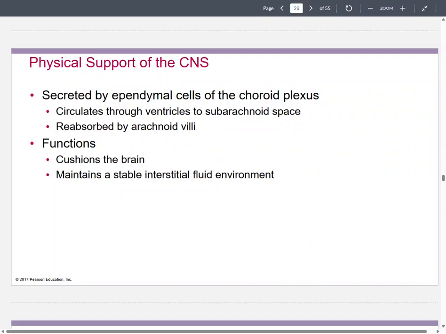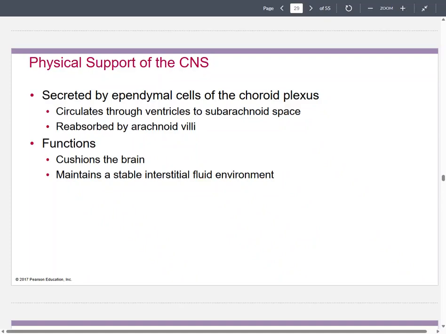CSF, what is it? CSF is going to be secreted by those ependymal cells that we mentioned when we were talking about the glial cells. Specifically, it is going to be secreted by the ependymal cells found in the choroid plexus, and this fluid will circulate through the ventricles into the subarachnoid space, around the spinal cord and back to the brain, and so on and so forth for about 8 hours. And then it will get reabsorbed by arachnoid villi.